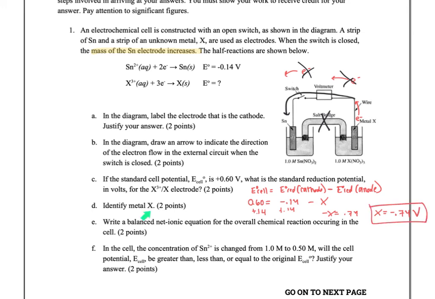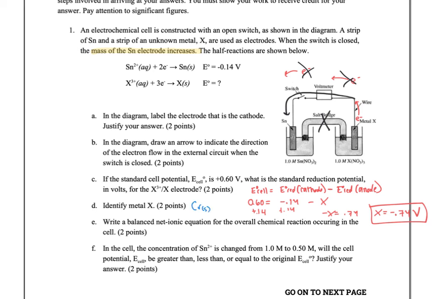Okay, identify metal X. So this is where we can look at our standard reduction potential chart, and we find the half reaction that has the reduction potential closest to negative 0.74, and we want to identify the metal. Don't just give me the half reaction. We want the full metal, and so the metal would be chromium solid.